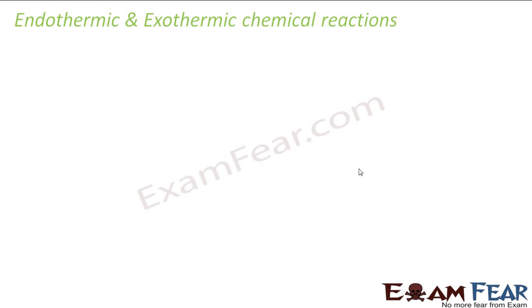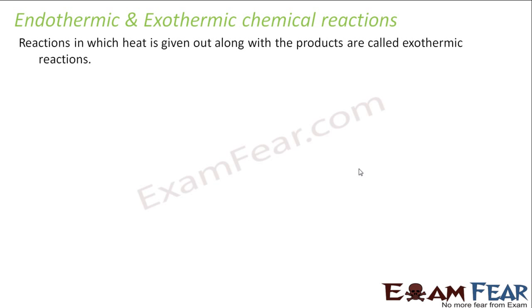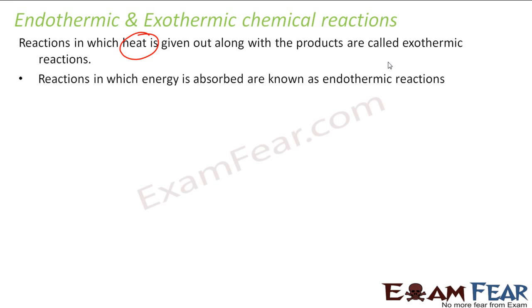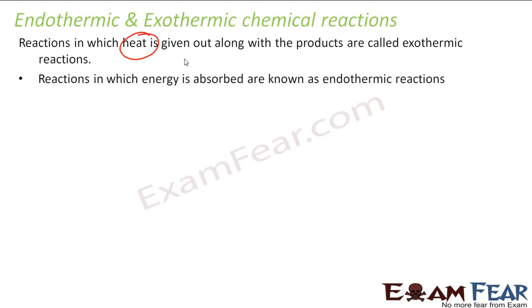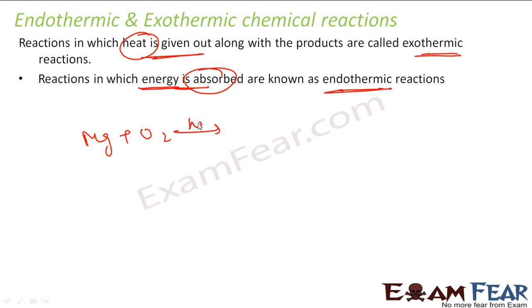Now we'll talk about exothermic and endothermic reactions. It all depends on the heat. If heat is given out, it's exothermic. If heat is absorbed, it's an endothermic reaction. For example, we have magnesium and oxygen. You heat it and you get magnesium oxide. In this case, heat was required, so it is an endothermic reaction.